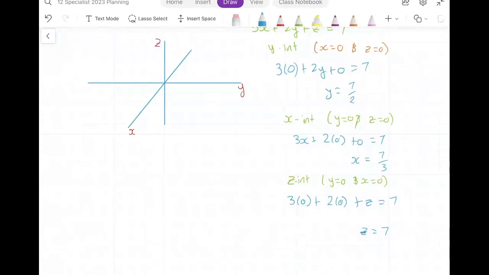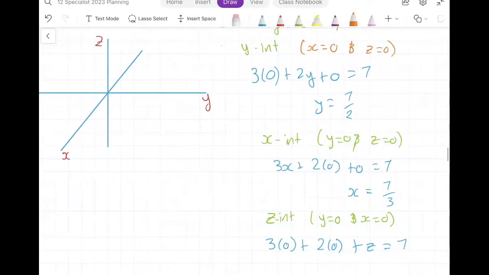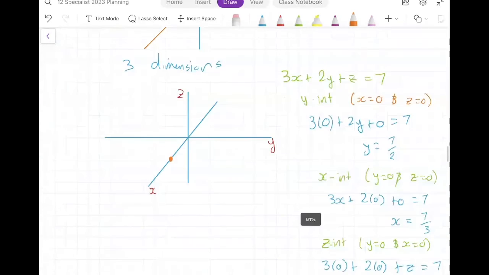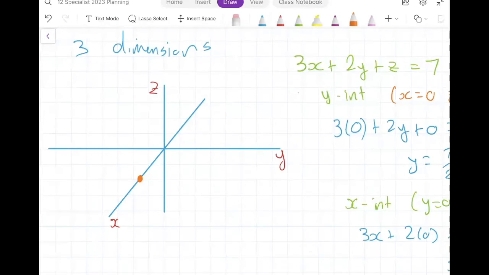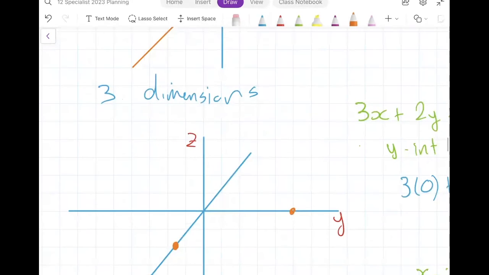I'm now going to put these on my graph. For x, it's about 2 1/3. Let's just put that dot somewhere around here. For y, that's going to be 3 1/2. Let's put that somewhere around here, a little bit further along. And z is going to be 7, which I've realized I've made a very bad scale here.